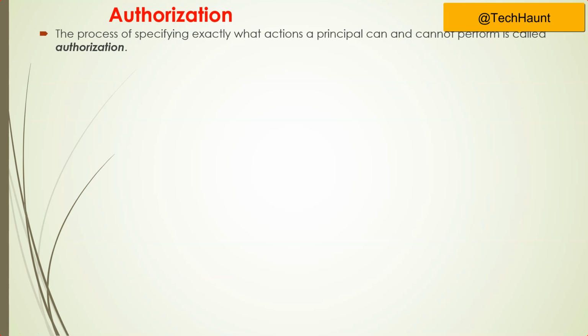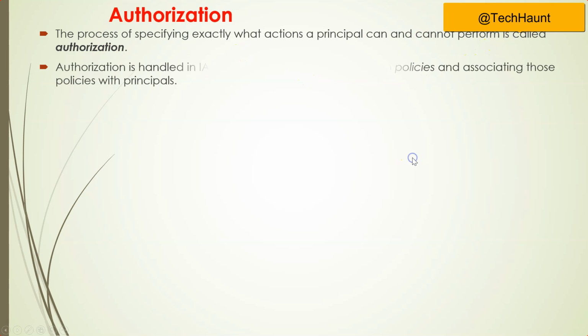Don't get confused between authentication and authorization. Authorization is what tasks you are eligible to perform on a particular resource. With authentication, you are authenticated to log in, but you may not have permission and are not authorized to perform any task. That's the difference between authentication and authorization. The process of specifying exactly what actions a principal can and cannot perform is called authorization. Authorization is always handled in IAM by defining specific privileges in policies and associating those policies with the principals.